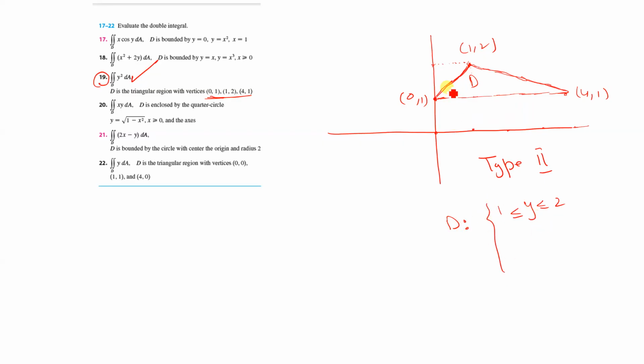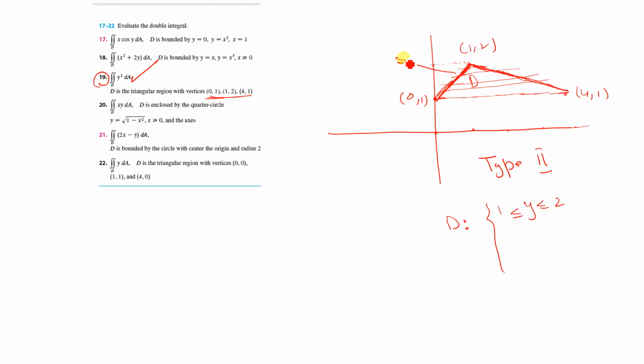Whereas x lies between these two lines. If you draw horizontal lines, you can see that y lies between these two lines, and x lies between these two lines. That is, the lower limit for x is along this line, and the upper limit is along this line. So x is bounded below by this line passing through (0, 1) and (1, 2), whereas it is bounded above by this line passing through (1, 2) and (4, 1). So we have to find the equations for these two lines first, and then we'll see what would be the upper and lower limit for x.